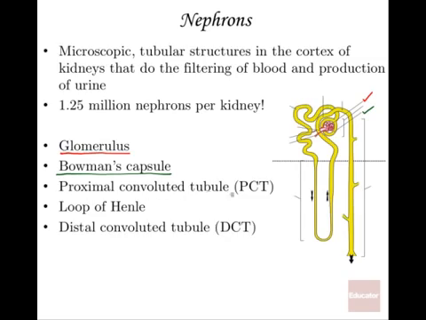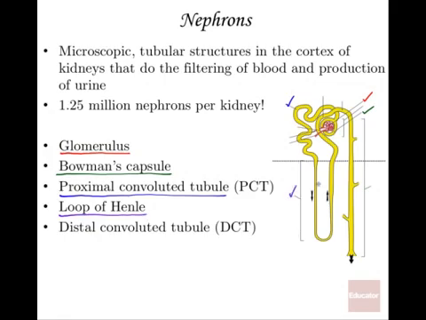So the Bowman's capsule leads into this here. That's known as the proximal convoluted tubule. It's twisty-turny, proximal to where this began, and then later it'll be distal, more distant. Proximal convoluted tubule, or PCT. It's this right here. It keeps going, and leads to the loop of Henle. Another scientist, I presume. That's what's going on here.